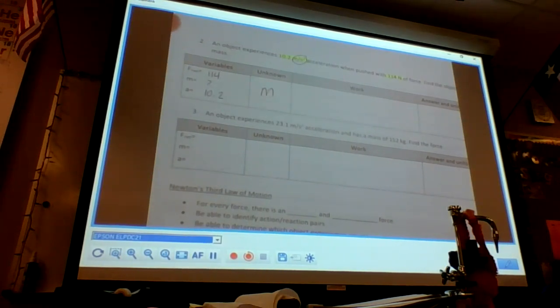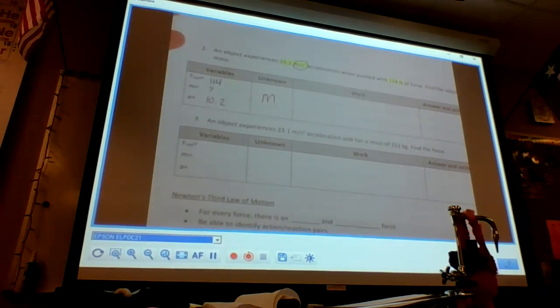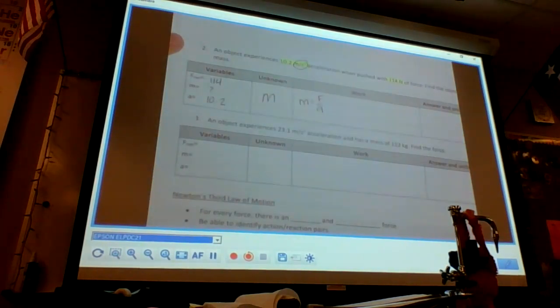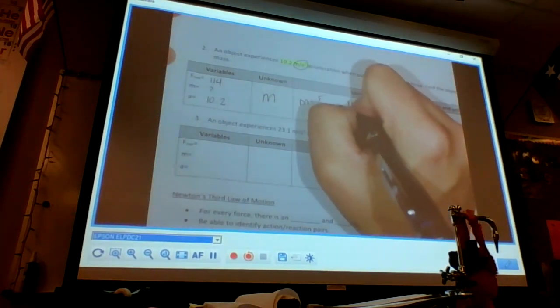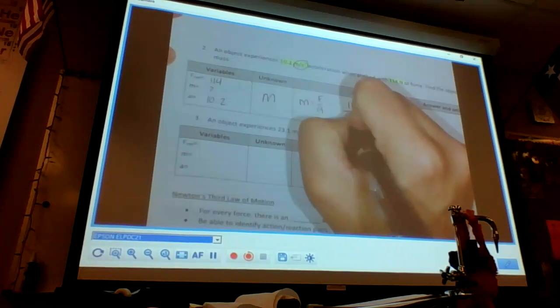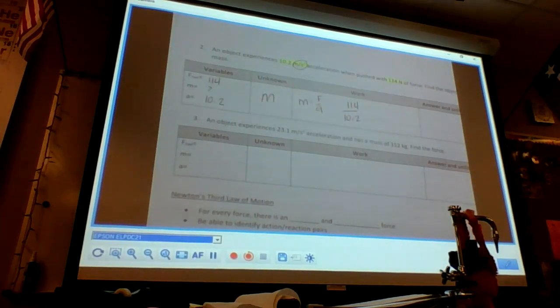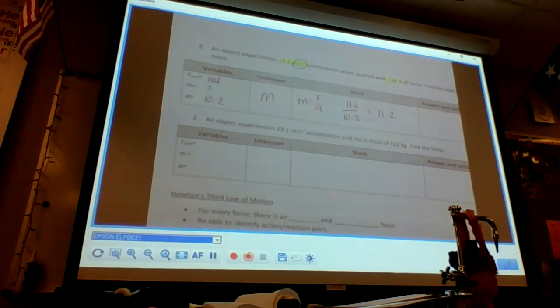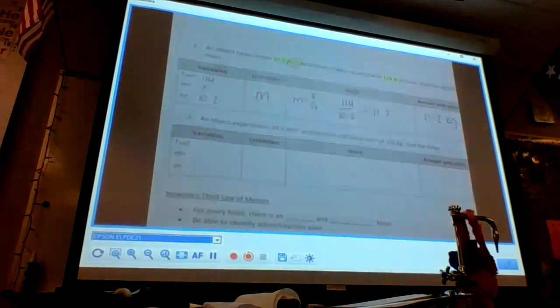I'm looking for mass. What am I going to do with mass? Divide again, okay? So if I look at my triangle, I'm going to find that M equals F divided by A. So if I plug those numbers in, it's going to be 114 divided by 10.2. And we get 11.2. So my final answer in units is 11.2 kilograms because I was looking for mass.